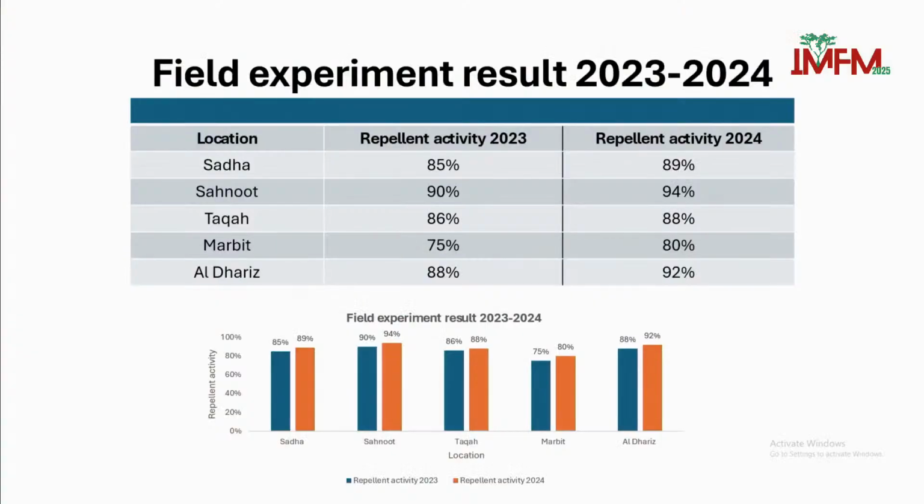This is the field experiment. In 2023, we did a field experiment with the Ministry of Agriculture and the Ministry in Dhofar. We used more than five locations: Sadah, Hanot, Taqah, Mirbat, and Hariz. We chose those areas because they are suffering from mosquitoes, and we checked the efficiency of our product. It was 95, 90, 90, 86, 75, and 80. Last year, we did the same experiment and saw that the efficiency of the product was even more. So the sustainability of our product is confirmed.